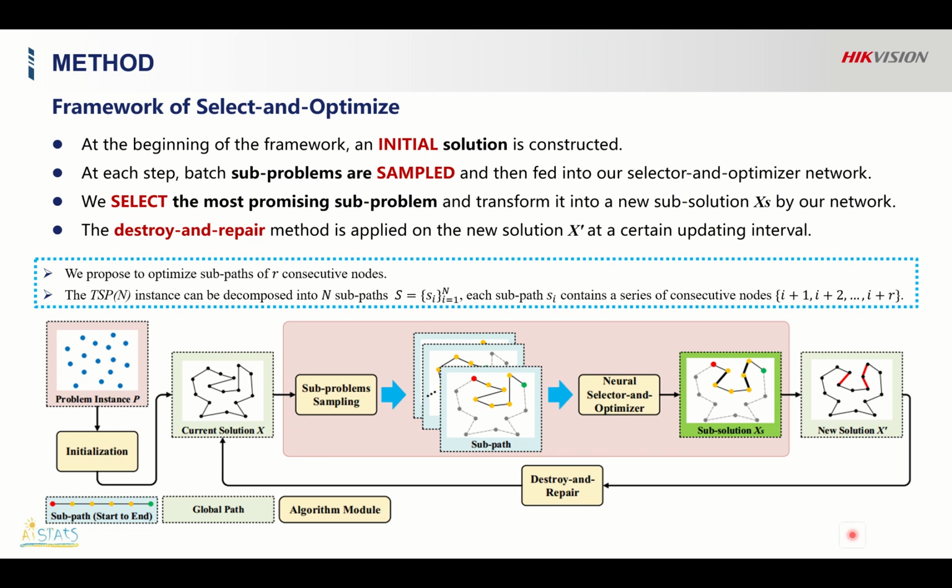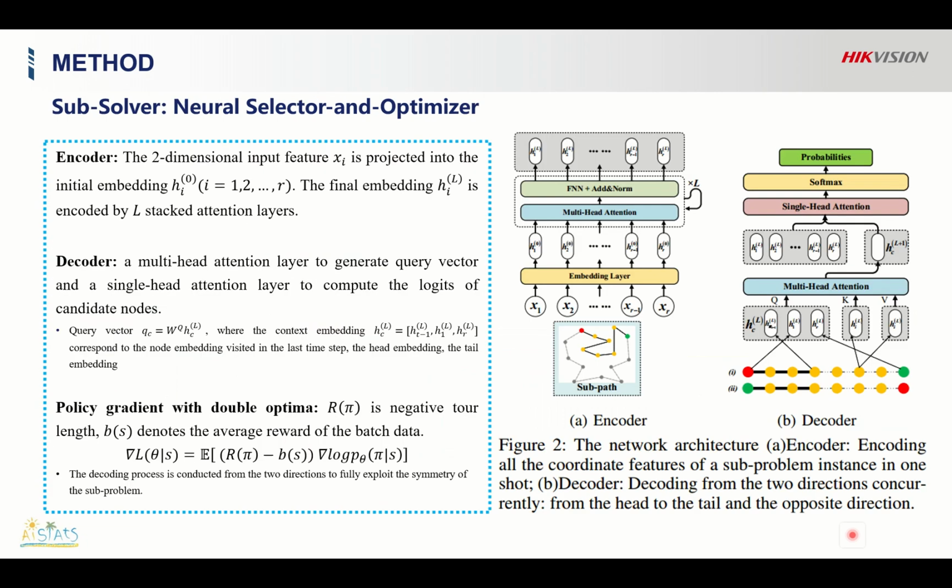The destroy and repair operator is applied to this solution at a certain updating interval. This whole procedure will be repeated several times until the final solution cannot be improved. There are two essential steps in this framework. The first is the subsolver, the neural selector and optimizer.